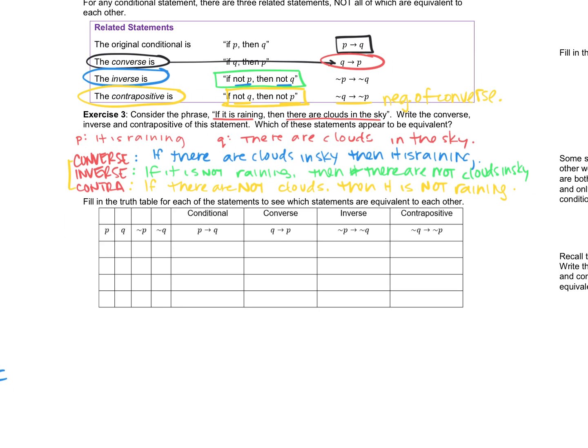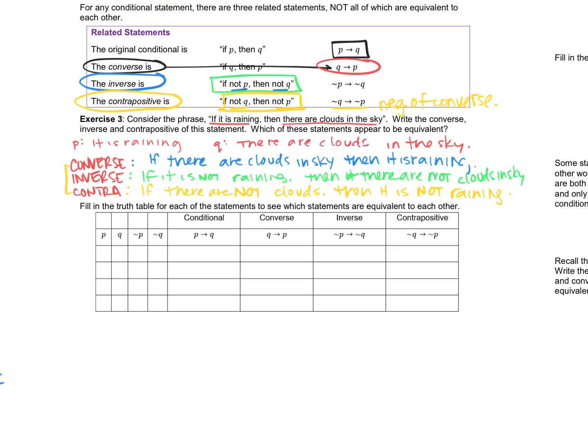So if we think about which ones might be equivalent, I'm drawn to the converse and inverse, because they're saying that if there are clouds in the sky, then it's raining, and if it's not raining, then there are not clouds in the sky. It seems like opposites of each other. And then it seems like the original with the contrapositive are also saying similar things, that if it is raining, then there are clouds in the sky. So if there aren't clouds, then it's not raining.